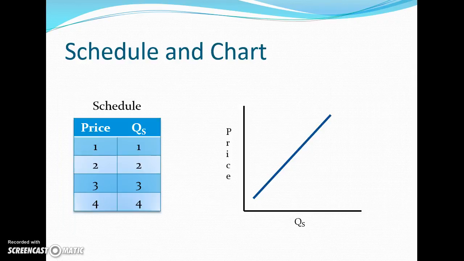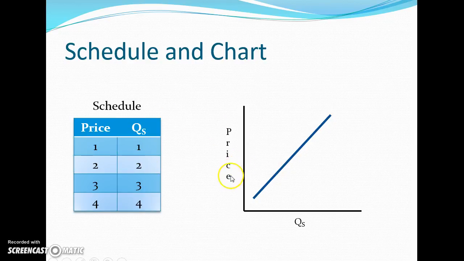We've already gone over what a schedule and a chart are. So over here to the left, we have a supply schedule. If the price is $1, you're going to supply 1. If people are going to pay you more for a good, you're going to make more of that good. If they're going to pay you $4, you're going to make 4 of them because you're going to want to make more money. The more money you can make, the more you're going to produce.